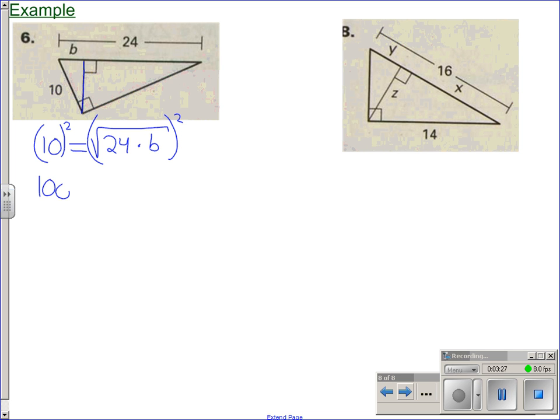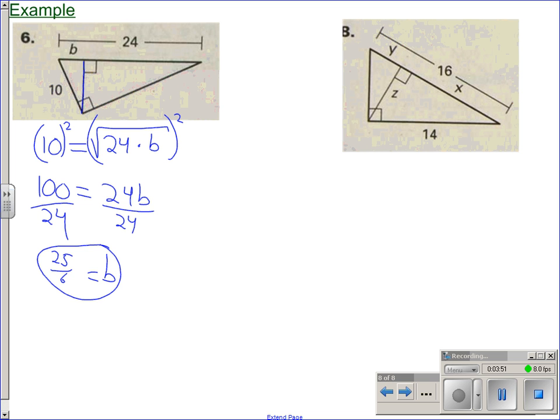So we have 100 equals, when you square a square root, they just cancel each other out. So we're left with 24 times B, the stuff inside the square root. To solve for B, just divide by 24. So B equals whatever that is. 4 is a common factor, that's 25 sixths. I think that's as simple as it goes. Okay, so that's that problem.